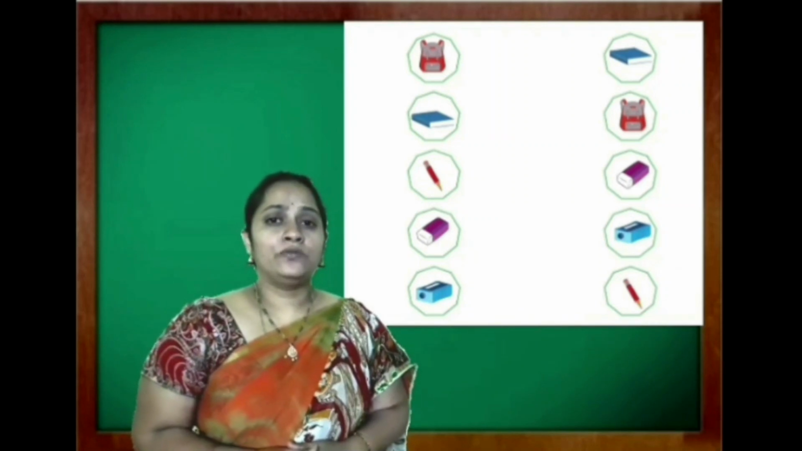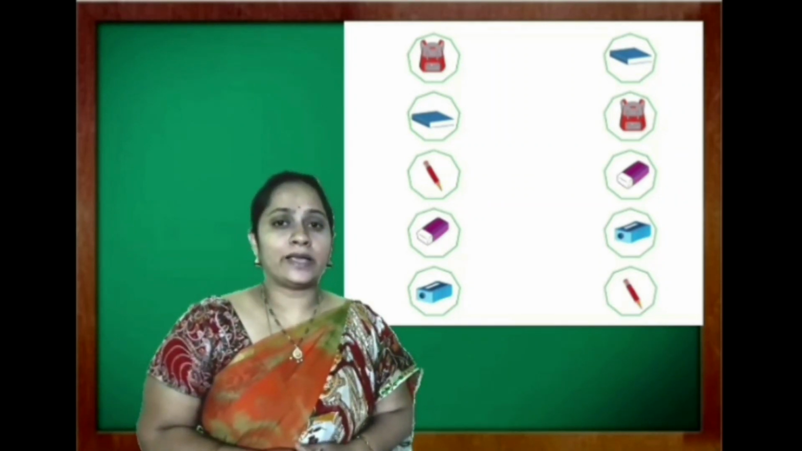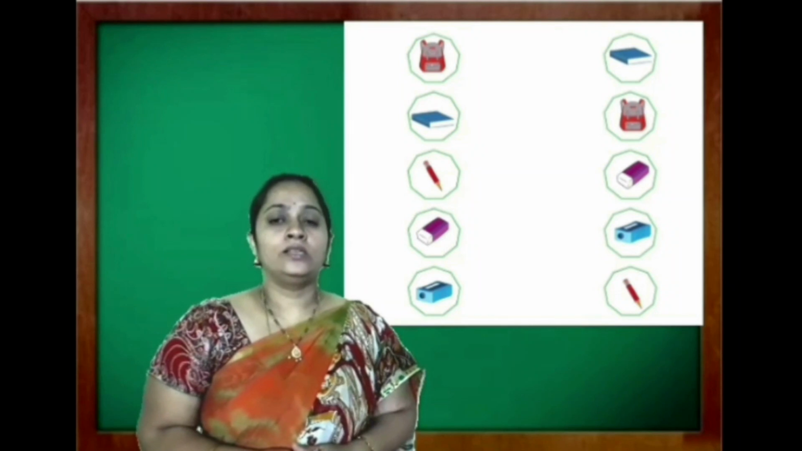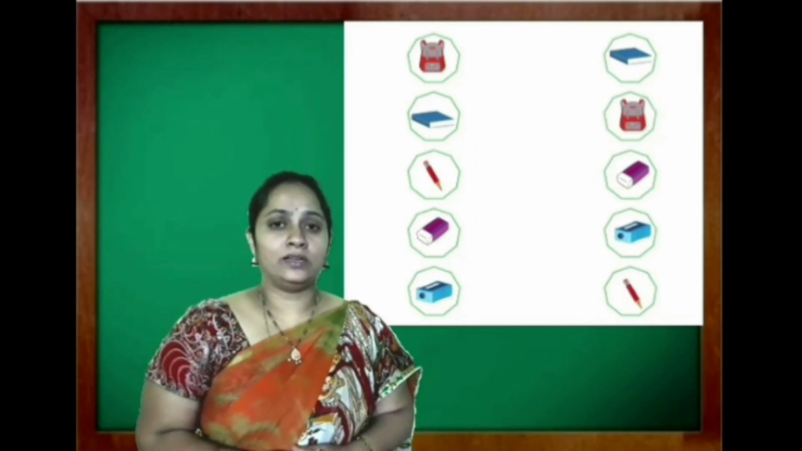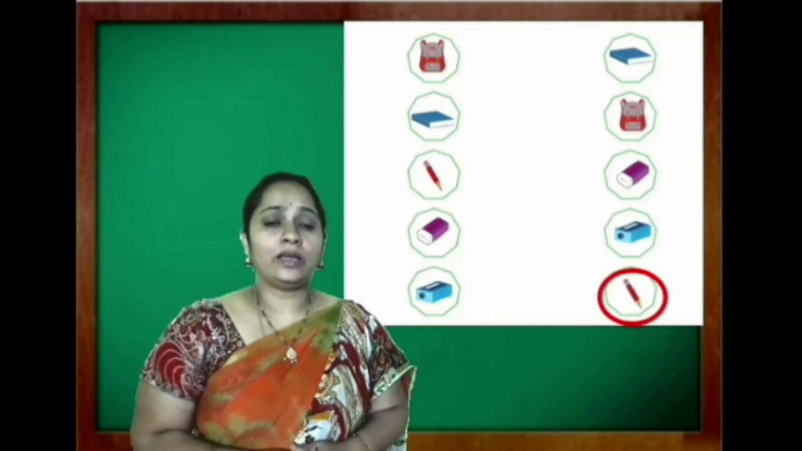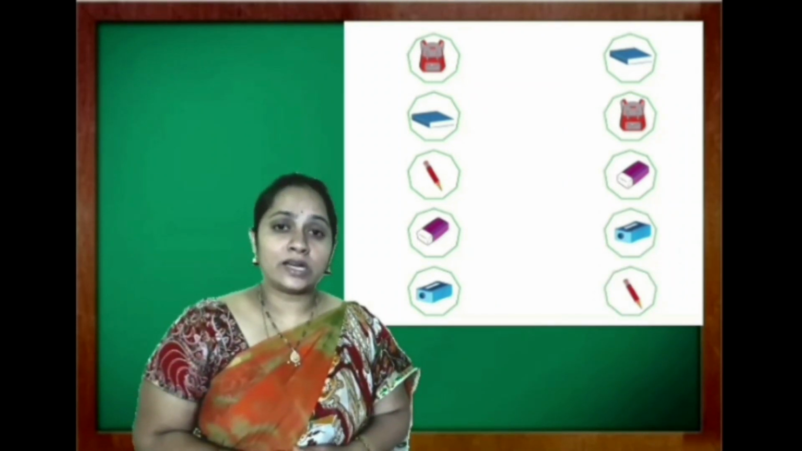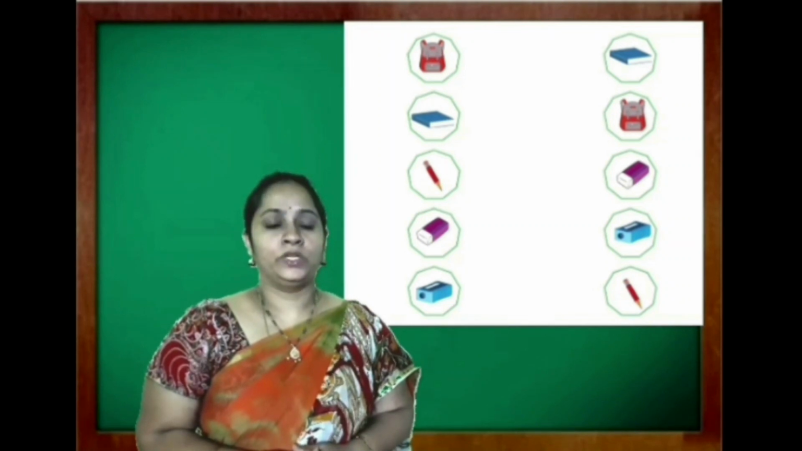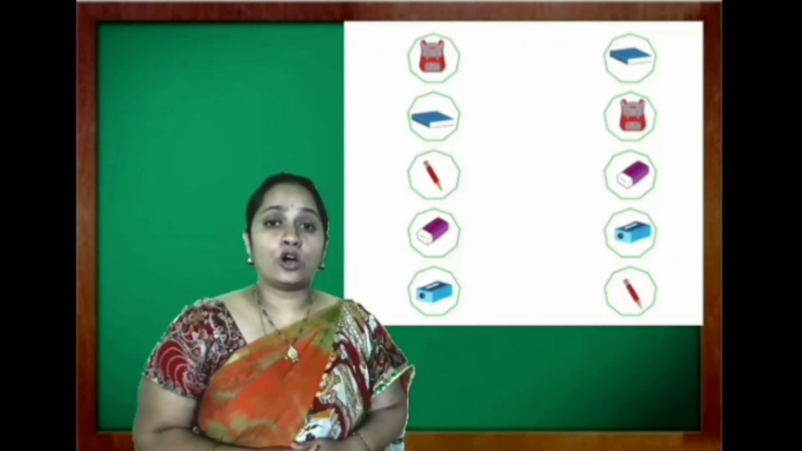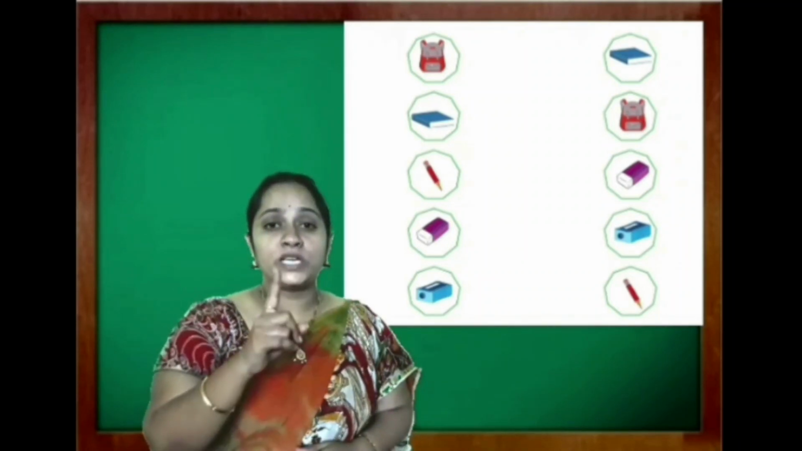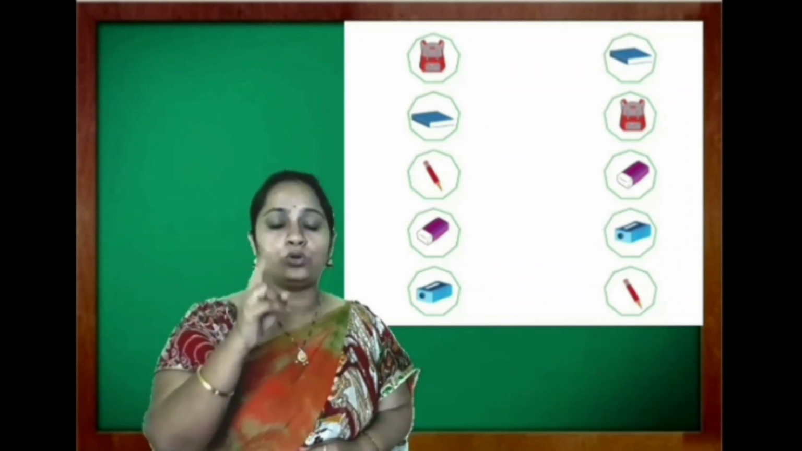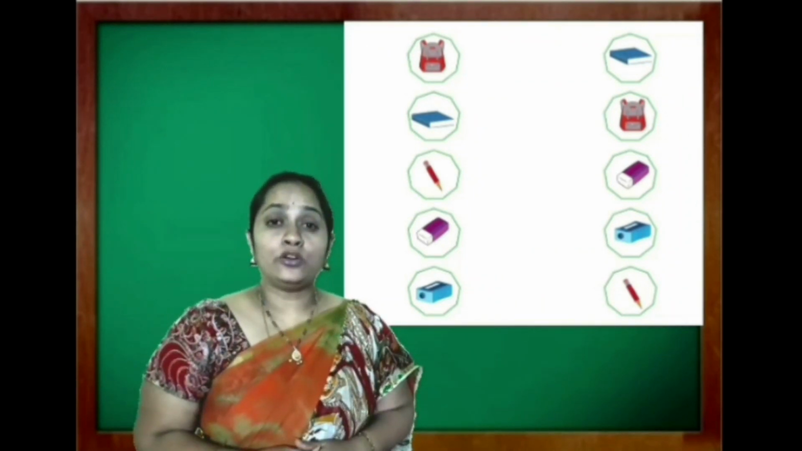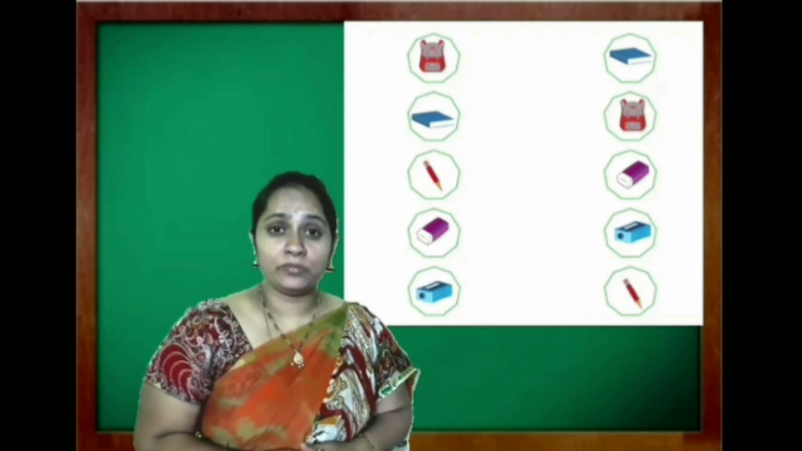Now let us see which objects are given in second column. Okay children, see a book, a bag, an eraser, a sharpener and a pencil. These objects are given in second column. Students, if you observe the objects carefully, you can understand that one object is given two times. Students, can you find the same object and match them?